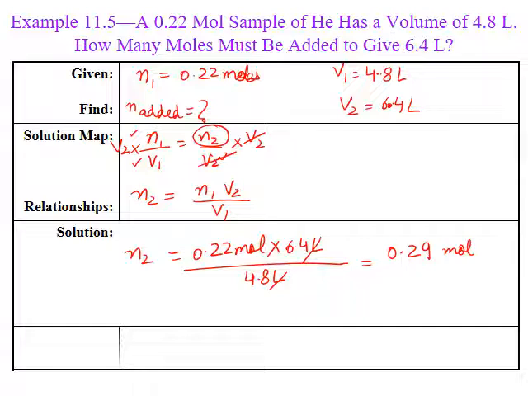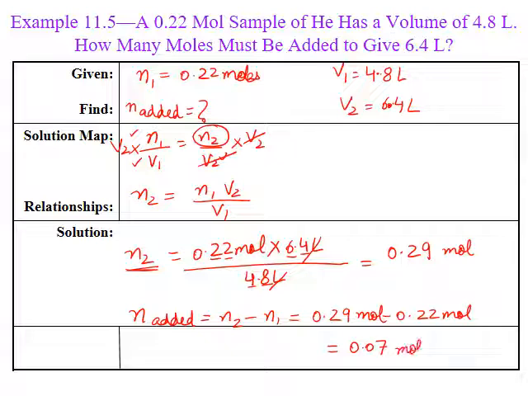2 sig figs, 2, 2, 2. But this is not the final answer. The question is not asking what is the final number of moles. It's asking how many extra moles were added. So the number of moles that were added would be equal to final minus initial. So 0.29 moles minus 0.22 moles, which would give us 0.07 moles, which is 2 decimal places. This is 2, this is 2. My final answer is 2 decimal places. So this is my final answer.